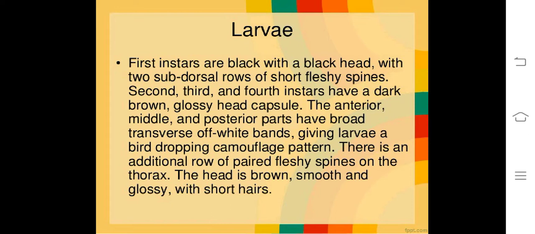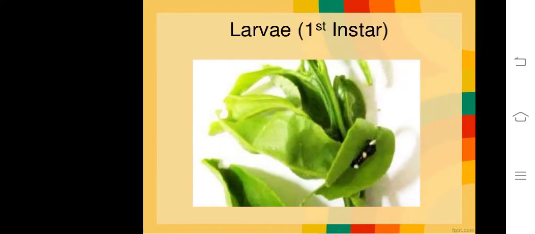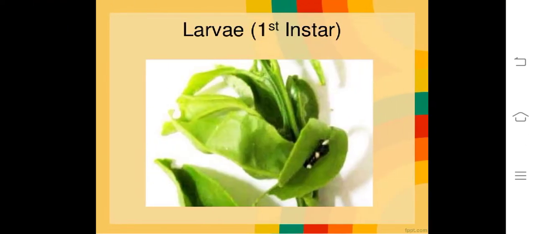Then if we talk about the larva, there are totally 5 instars of Papilio demoleus. The first instar larvae are black, you can see in this larva, with a black head, about 1.5 millimeter, with 2 subdorsal rows of short fleshy spines. Second, third and fourth instars have a dark brown glossy head capsule. The anterior, middle and posterior parts have broad transverse off-white bands, giving the larva a bird dropping camouflage pattern.